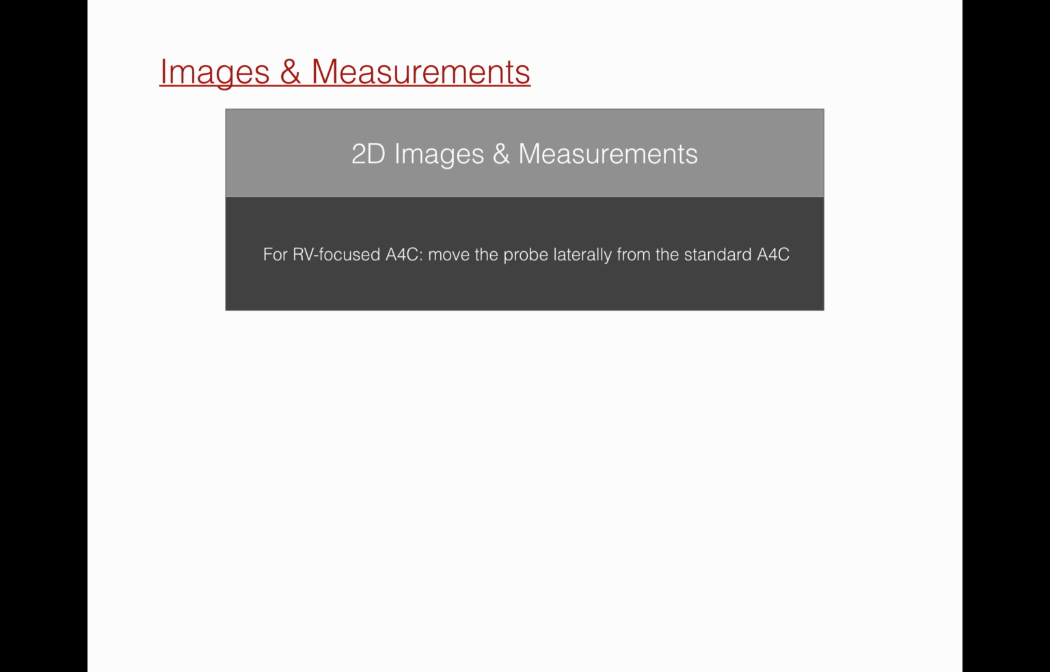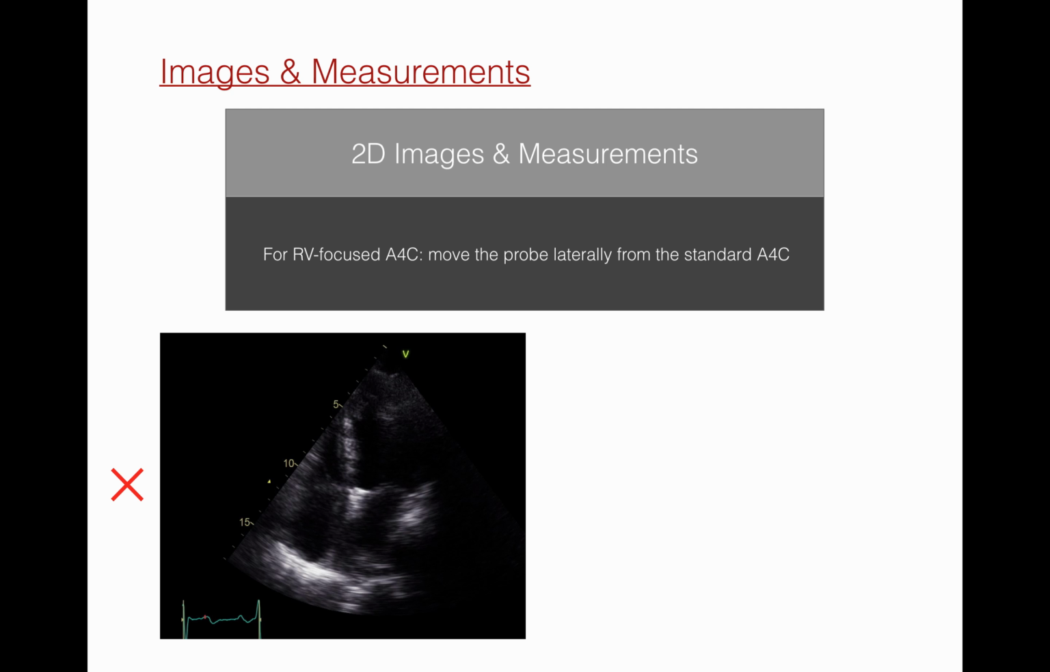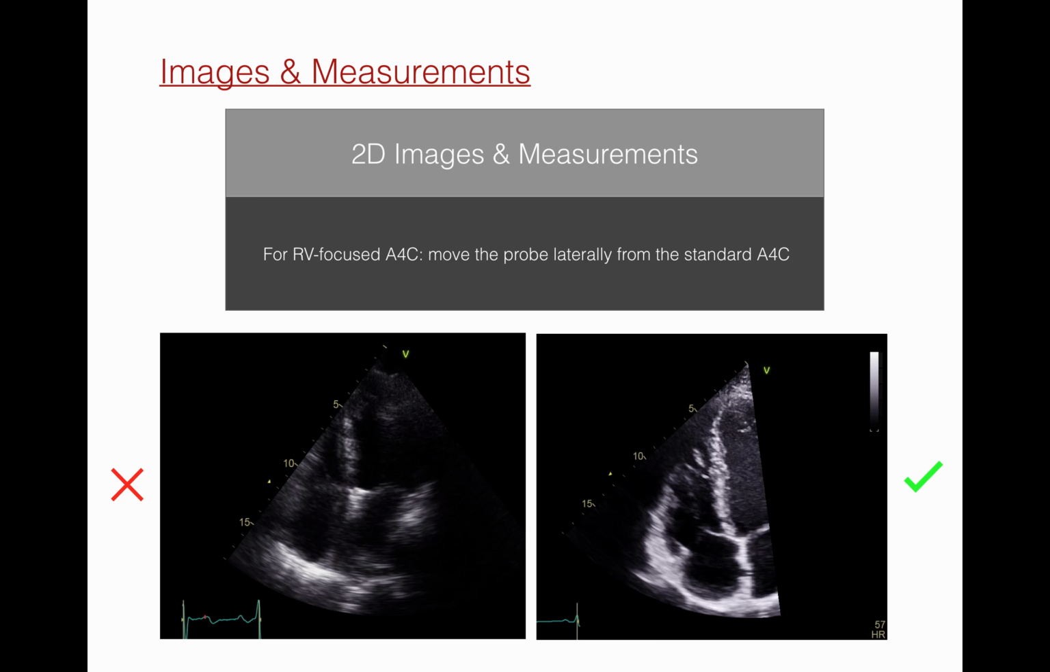A general observation based on acquisition of RV-focused apical four-chamber images. As the RV is the most anterior chamber, most often acquisition of an optimal image involves lateral movement of the probe away from the standard four-chamber window.